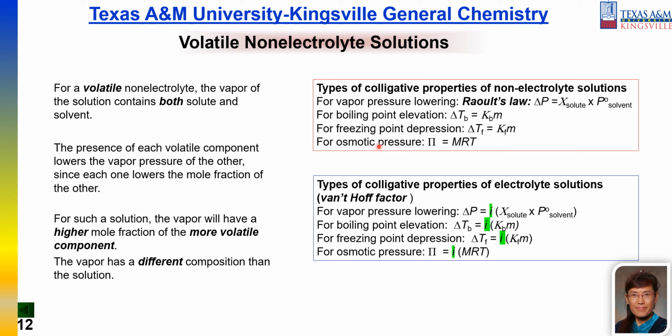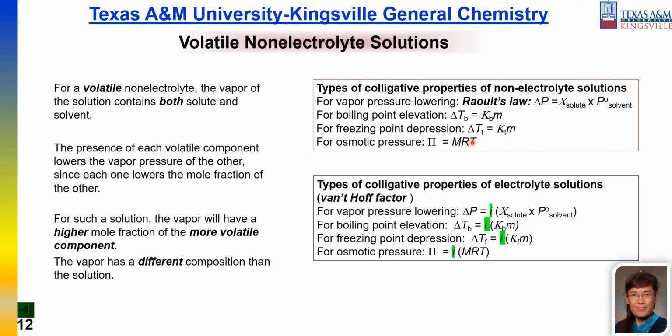The last colligative property is called osmotic pressure. Osmotic pressure equals the molarity multiplied by RT. Molarity is your solution concentration. R is your ideal gas constant. You use 0.08206 atm liter per mole per Kelvin.